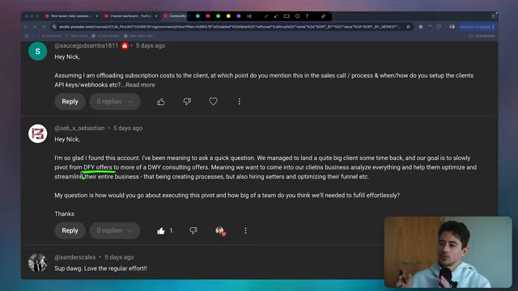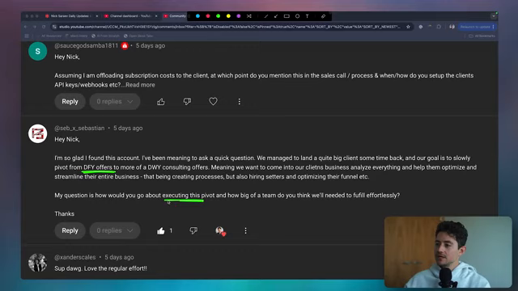I think my issue here is just the terminology you're using, this DFY, DWY stuff. I don't think you can very cleanly break it down like a lot of people try to do here, and I guarantee you're from the info product space if you're talking this way. Okay, so hiring setters and optimizing their funnel. My question is, how would you go about executing this pivot? How big of a team do you think we'll need to fulfill effortlessly?